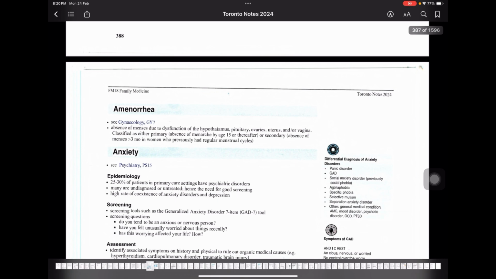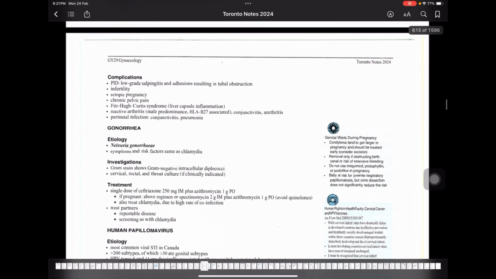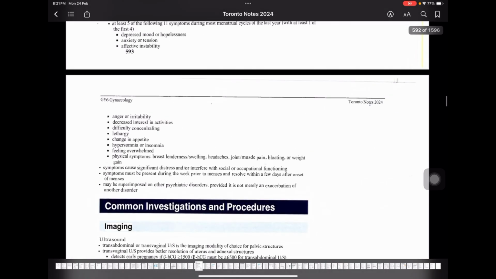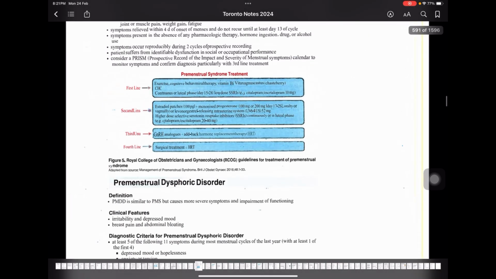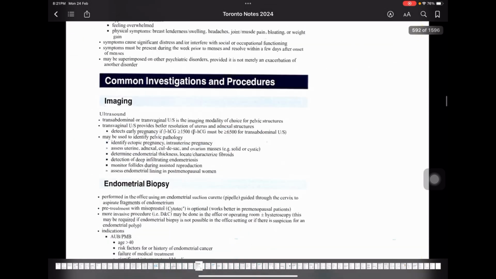This is from family medicine, but it would be completed once we enter GY7. So let's open GY7, and from there onwards we will be covering amenorrhea. All right, so this is GY5, GY6, and 7. Here we go.